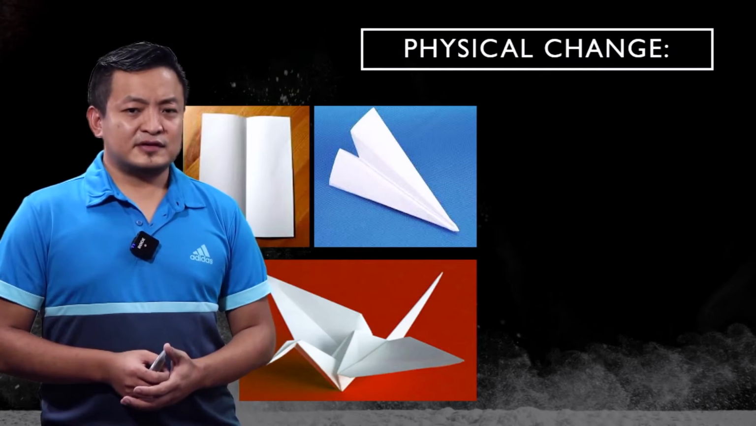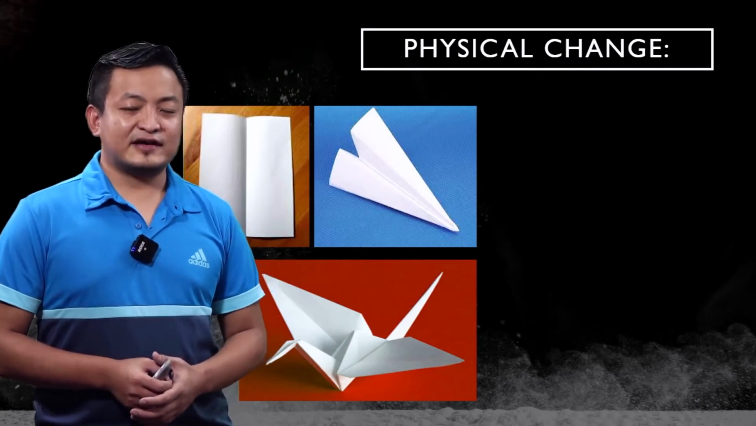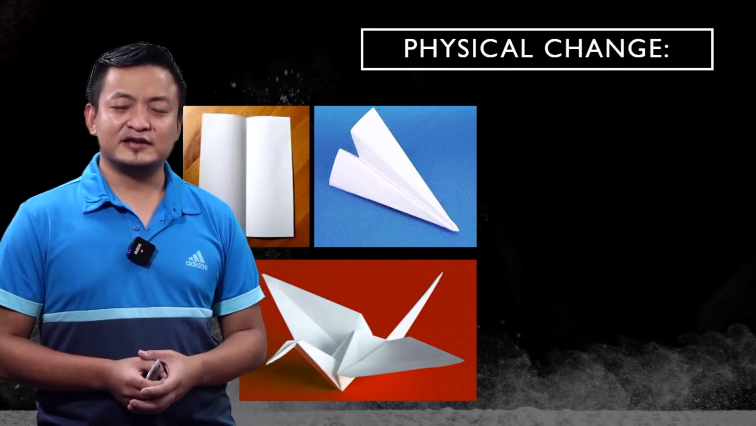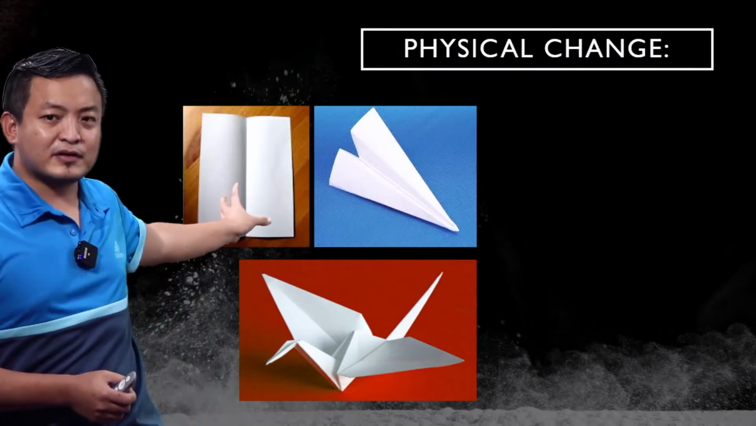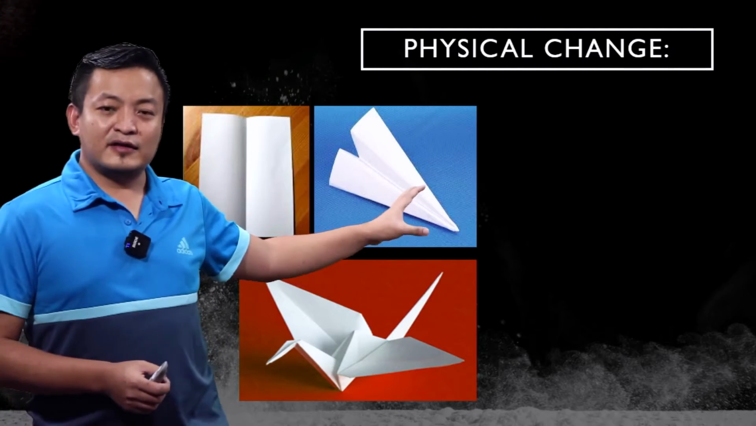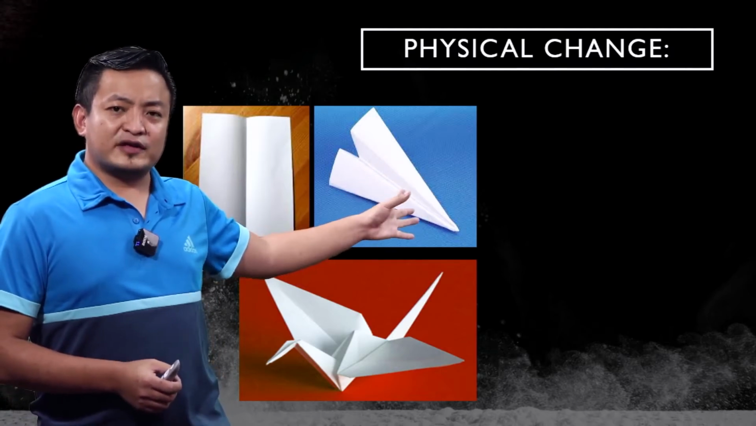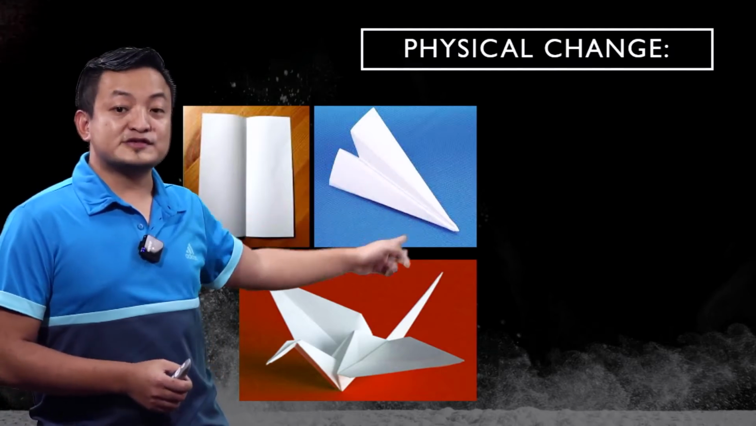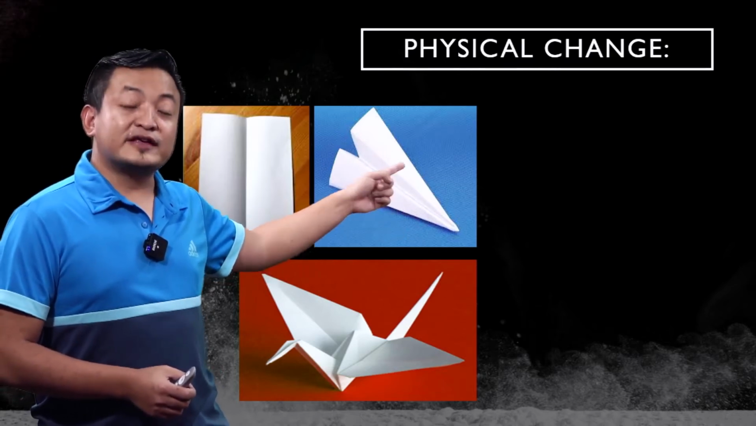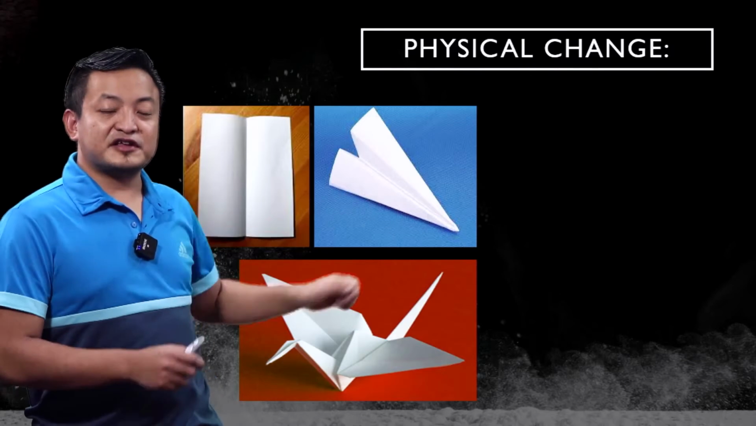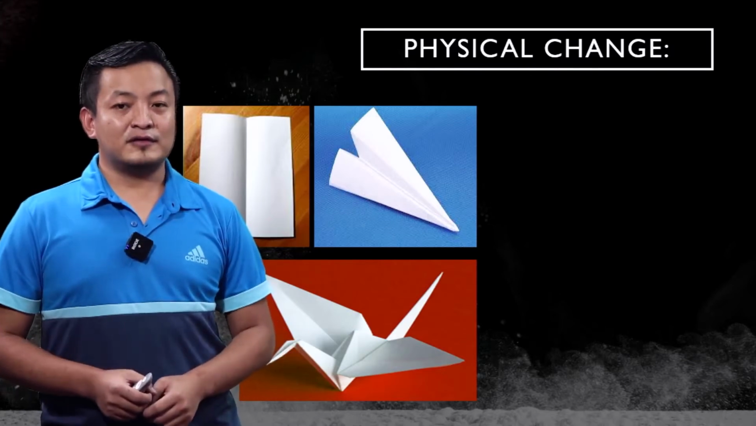Now students, here we can see that the shape is changing, right? The size is changing from the original paper. But at the end of the day, we can see that all these three are the same paper. And we can get back the original position if we unfold it, right?